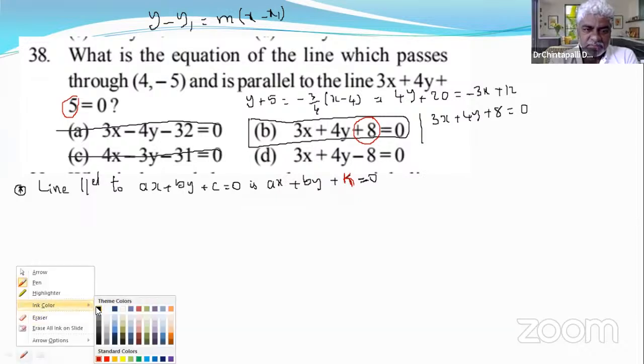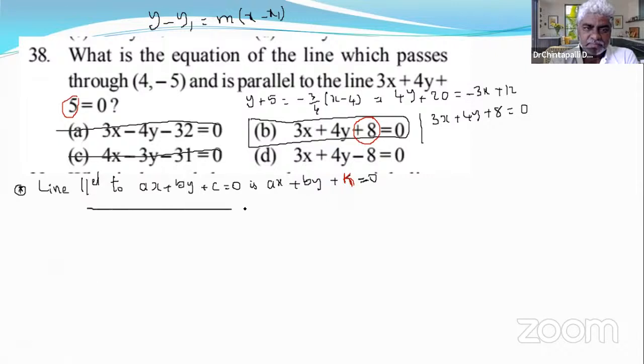To solve the same sum, let us take the required line as parallel to 3x plus 4y plus 5 is equal to 0. So we can take the required line as 3x plus 4y plus k is equal to 0. All that we need to do is just find the value of k only. To find the value of k, there is a hint in the given question: the required line has 4 comma minus 5 on it.